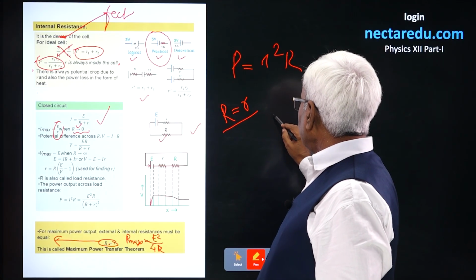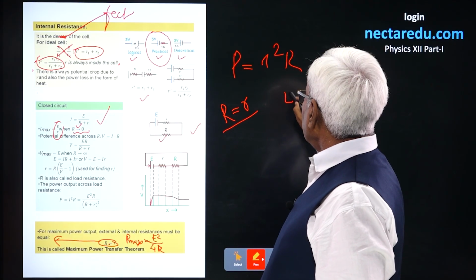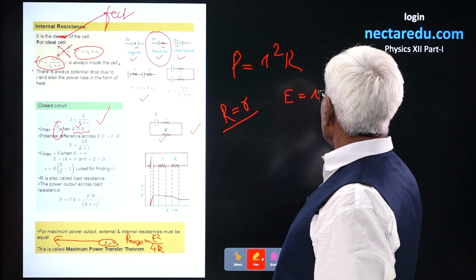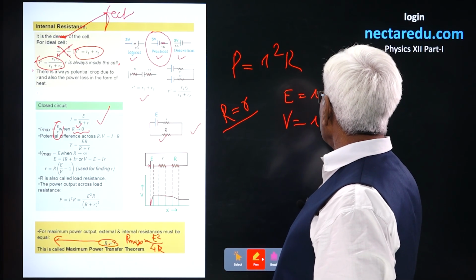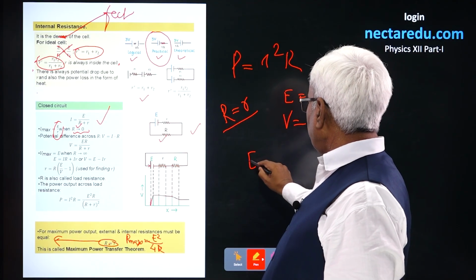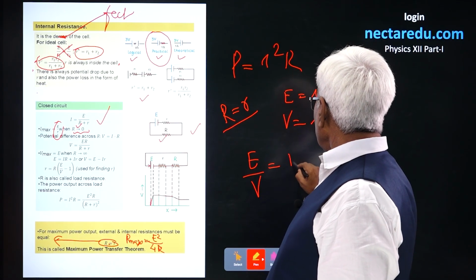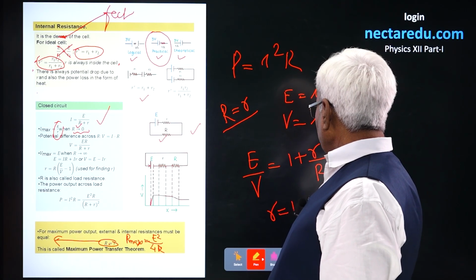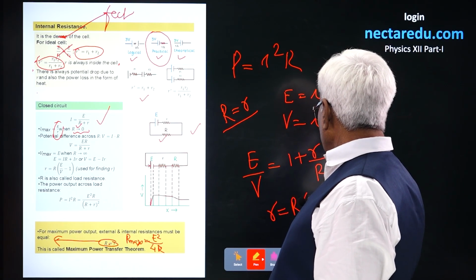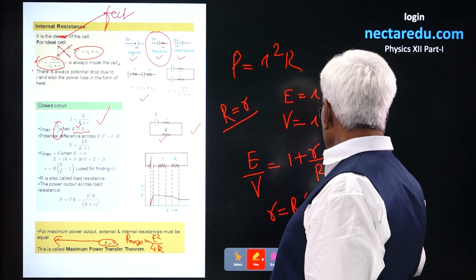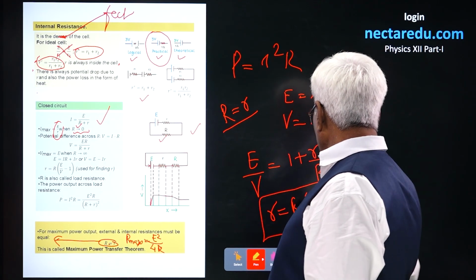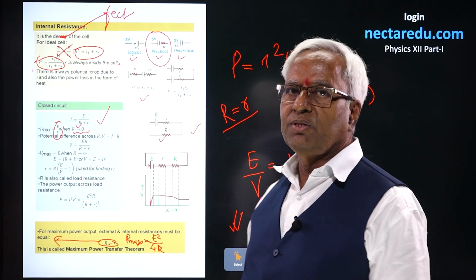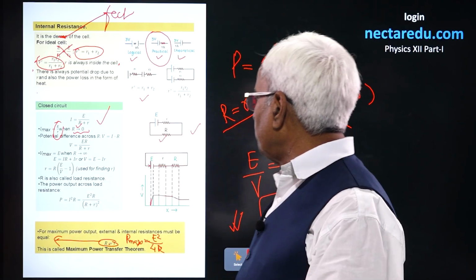And now in the last, if you want to find the internal resistance, you see E equal to I into R plus r, this relation, V equal to I into capital R. E upon V will be 1 plus r upon R. And that way you get this relation. This is most commonly used for finding internal resistance. We also use this relation while finding the internal resistance with the help of a potentiometer.